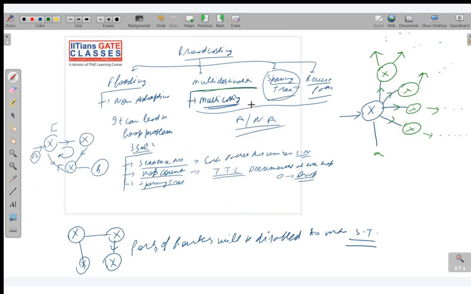Okay, so roughly I have just given you an idea. Spanning tree I have already covered, what is spanning tree and all. The last is reverse path. Reverse path is the same which I have told you. So take the snapshot. I will jump to the next slide. Done, sir.